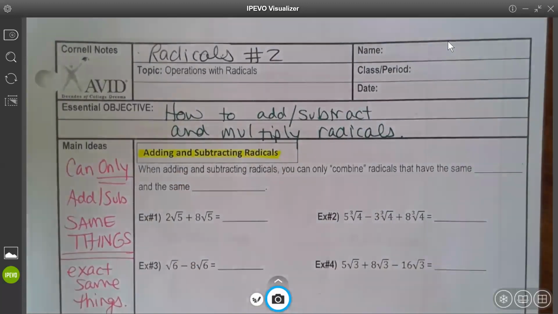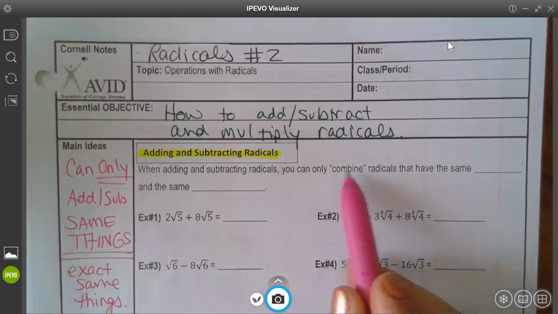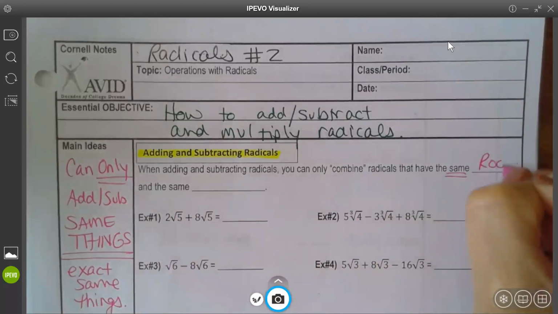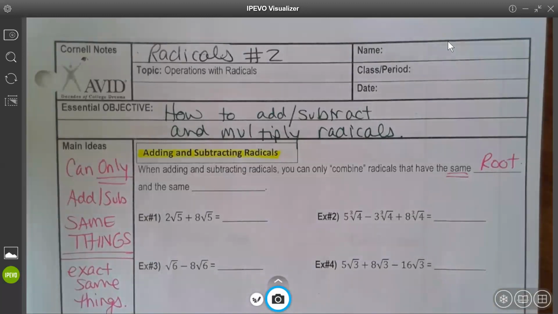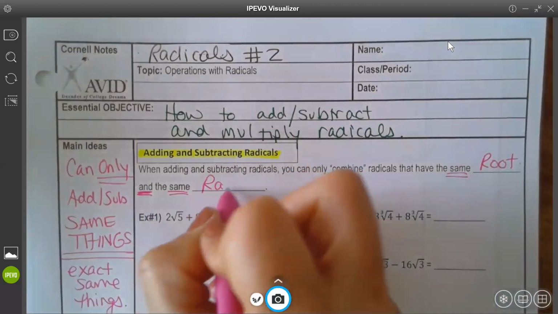So you are not allowed to add x squareds and x to the 10th powers because they are not the exact same thing. You can add x squareds with other x squareds, or you can add x cubes with other x cubes. So when we add the same things, we're going to get the same things. So when you add and subtract radicals, you can only add, combine, or subtract radicals that have the same root. So square roots, cube roots, they have to be the exact same root, the exact same index, and the exact same radicand.